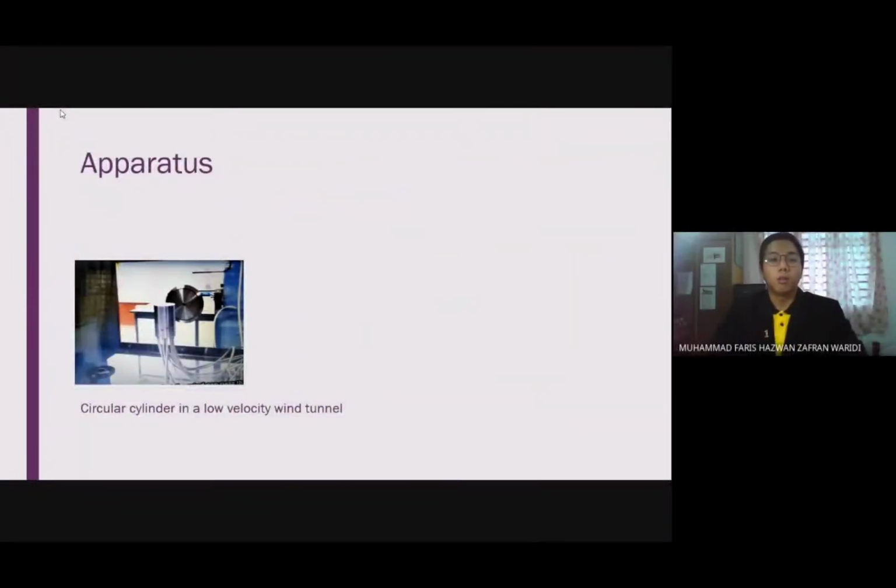Okay, I would like to present about the apparatus that we use in this experiment. The first apparatus, as we can see in the slide, is the circular cylinder in a low velocity wind tunnel. The cylinder contains a hole and it was connected to the multitube manometer to measure the pressure around the cylinder.